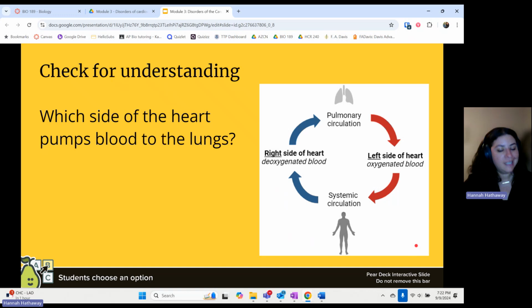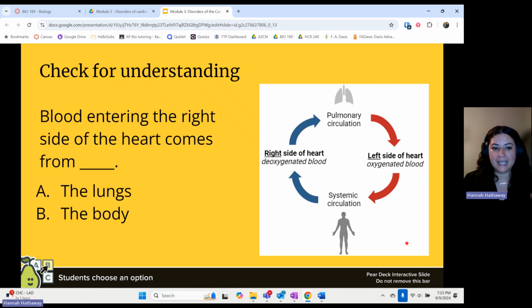Let's do a check for understanding. Okay, so for these checks for understanding, I'll pause for like a second. During that pause, you can pause the video and think about it and then unpause it, and I'll say the answer, as opposed to me sitting here awkwardly for 5 seconds. Okay, so first one, which side of the heart pumps blood to the lungs? This should be an easy one. If you don't remember, look at your little diagram, right? The right side of the heart is pumping blood to the lungs, so right side.